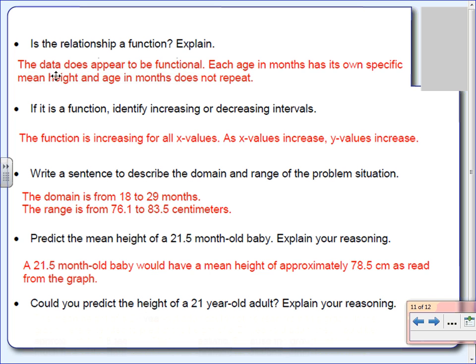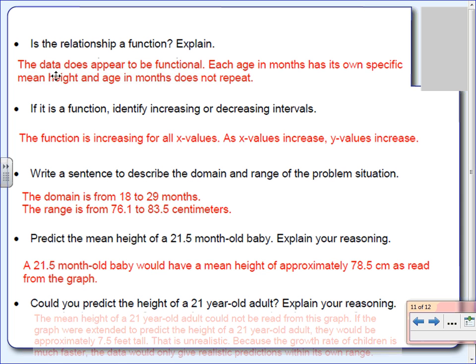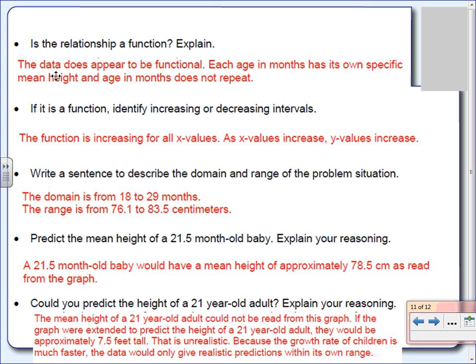If we look at your table and look at your graph, we continue this pattern. 21 years old. Could we figure that out? Sure we could. In this particular case, if we actually did that, what we would find is a 21-year-old would be approximately 7.5 feet tall. What? 21 years old and 7.5 feet tall. You know any 21-year-olds that are 7.5 feet tall? No. Probably not, right? So what's wrong here?